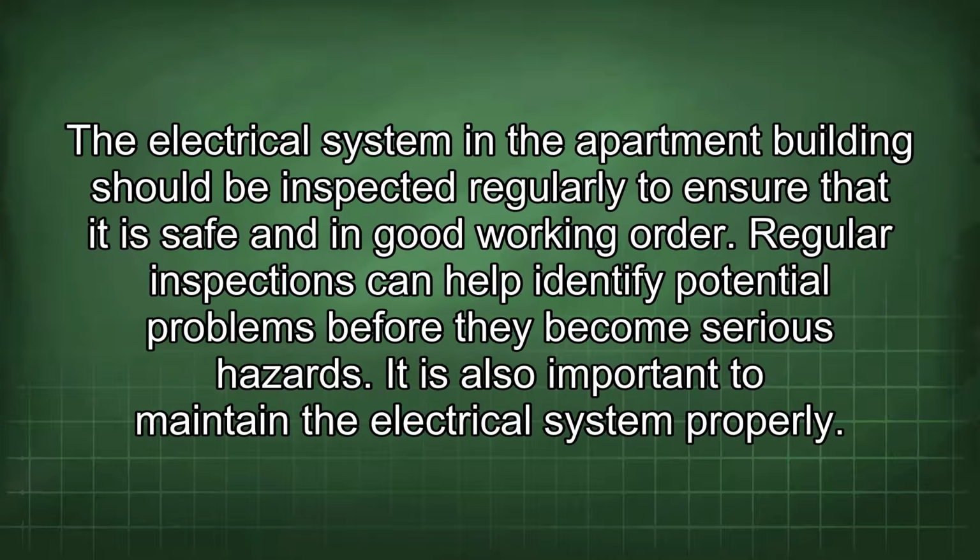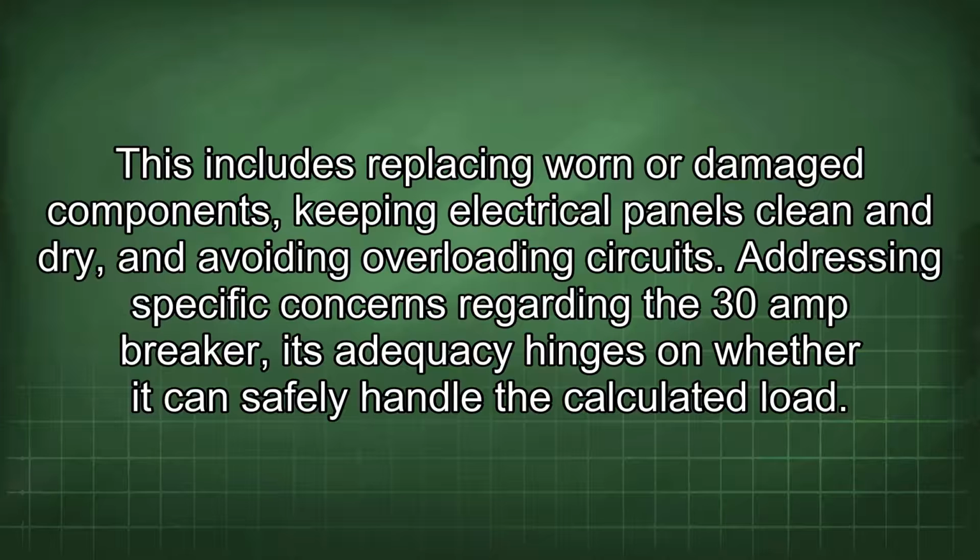The electrical system in the apartment building should be inspected regularly to ensure that it is safe and in good working order. Regular inspections can help identify potential problems before they become serious hazards. It is also important to maintain the electrical system properly. This includes replacing worn or damaged components, keeping electrical panels clean and dry, and avoiding overloading circuits.